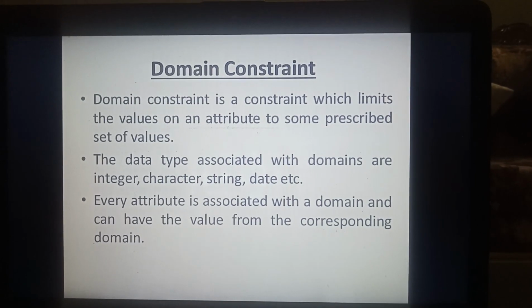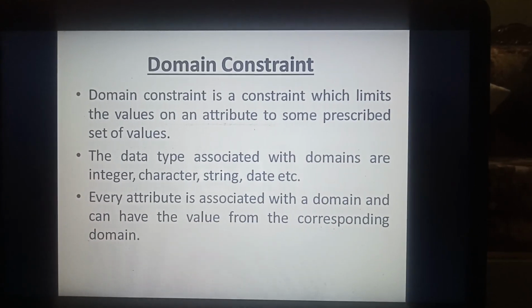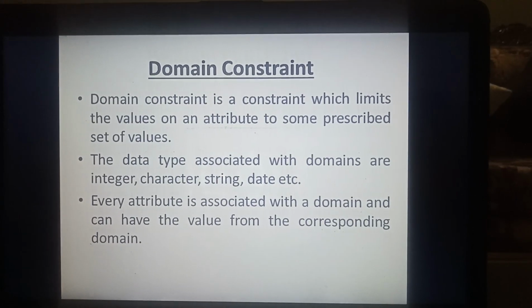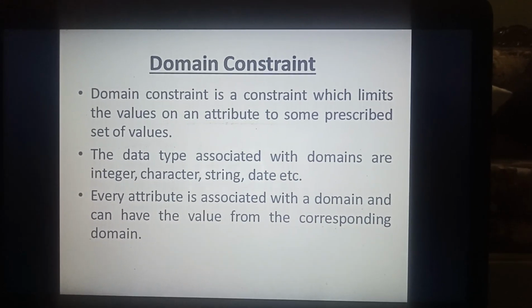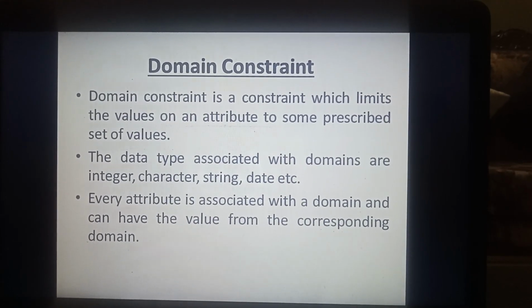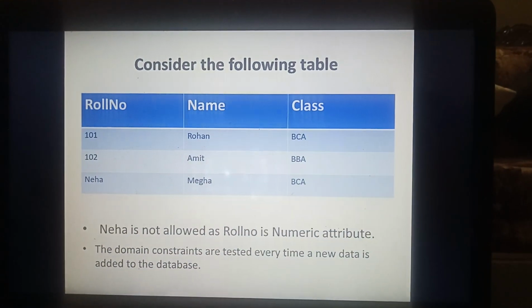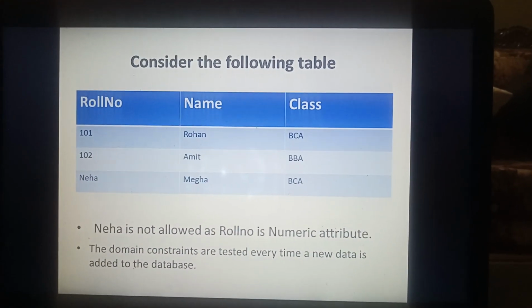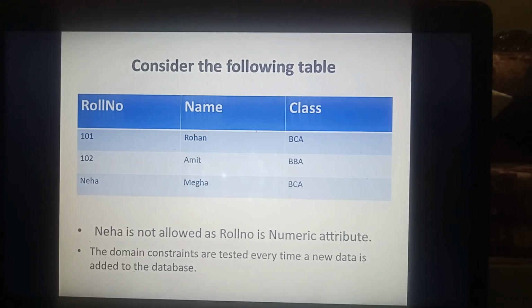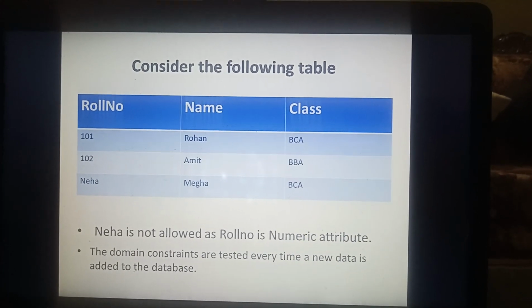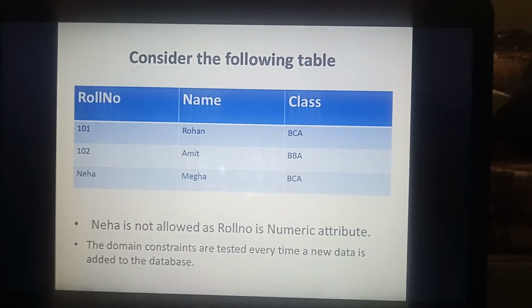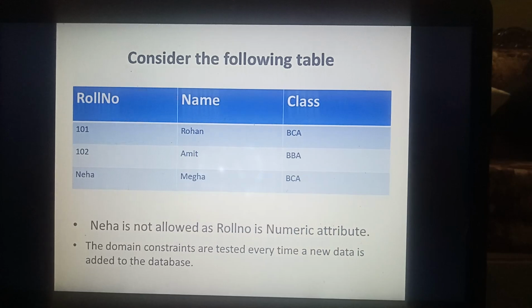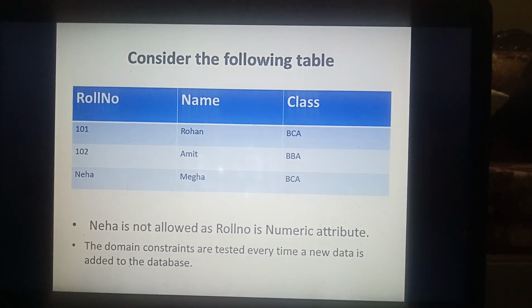The data types associated with domains are integer, character, string, date, etc. So every attribute is associated with a domain and can have a value from the corresponding domain only. For example, let us consider the table in which we have attributes roll number, name and class. Now suppose we have assigned roll number as numeric data type, name and class as varchar.